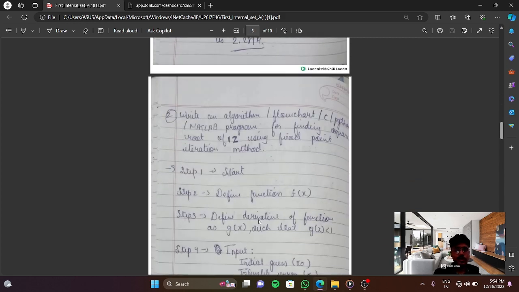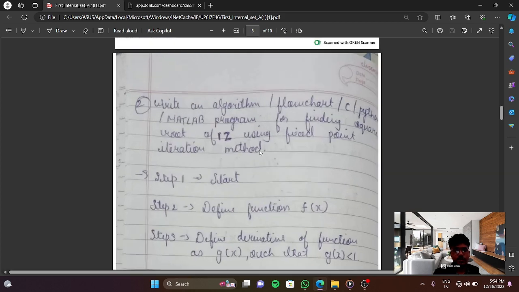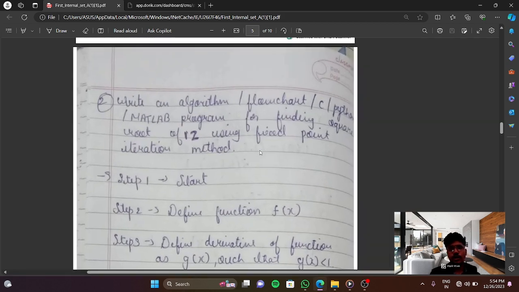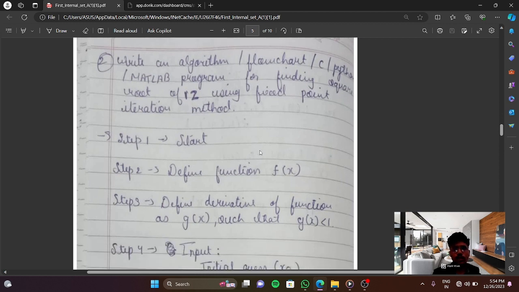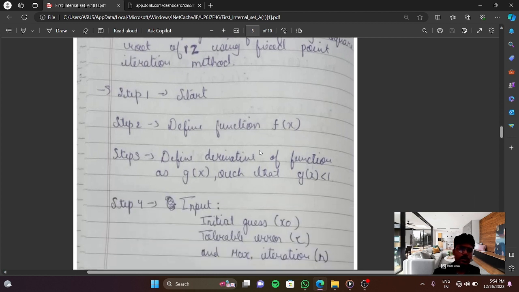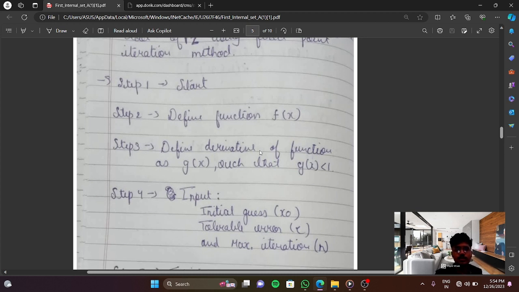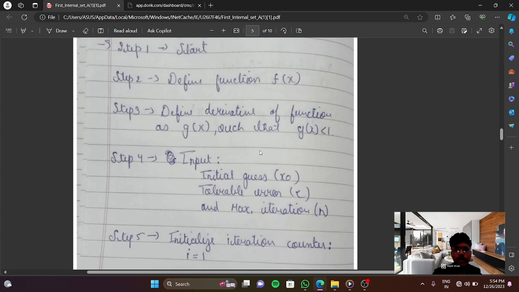Now the second question of our internal first set A. Write an algorithm, flowchart and Python program for finding the square root of 12 using the fixed point iteration method. Now step 1 is start. Step 2: define function f(x). Step 3: define the derivative of the function as g(x) such that g'(x) is less than 1.